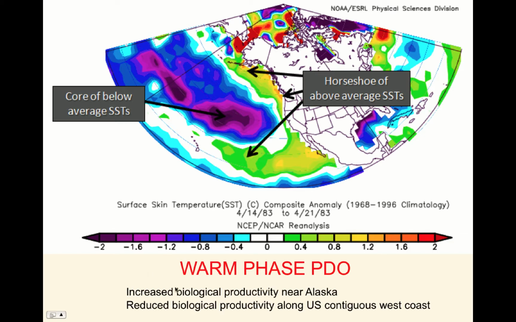It turns out one impact from this, besides global surface temperatures, is increased biological activity happening during warm phase PDO near Alaska. So up in this area, decent fishing. However, much reduced biological activity where you have these above average sea surface temperatures, less upwelling than in general, and less good fishing along the coast during the warm phase pattern.